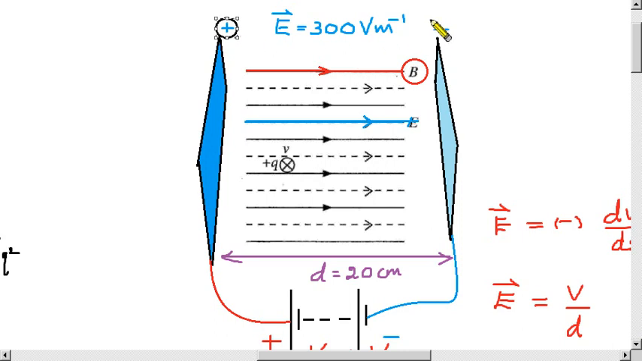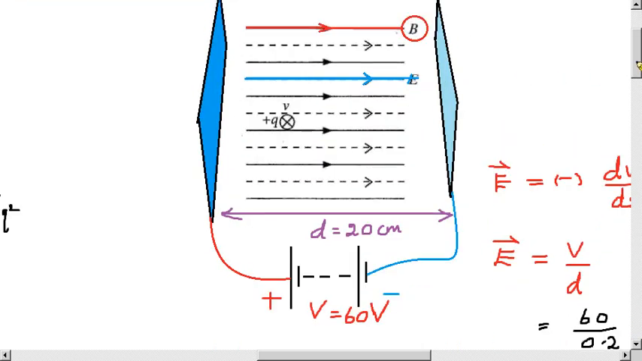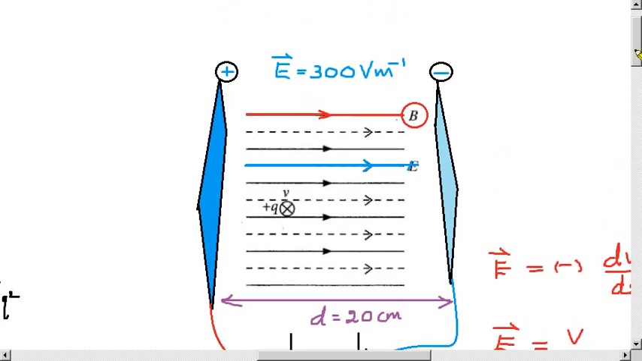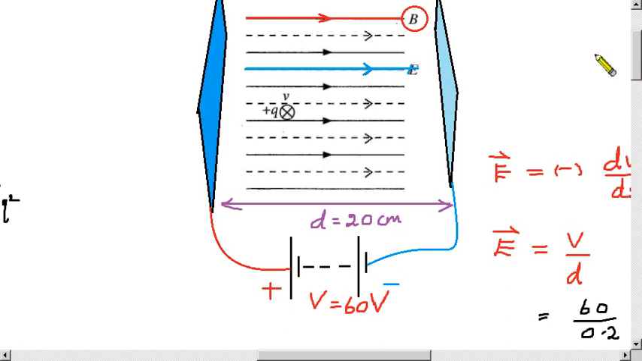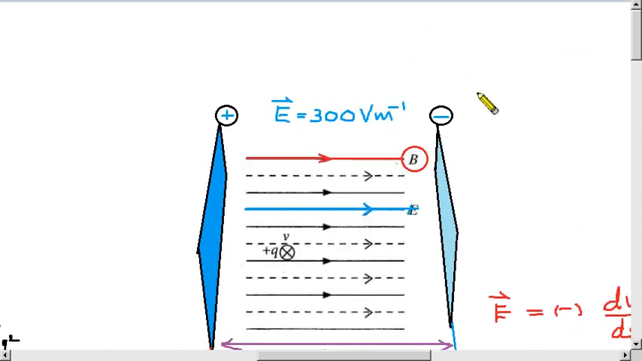So you better know these things, because in structured paper they might give these things, and also in essay paper they can give these things. So now let us discuss how to create that magnetic field.